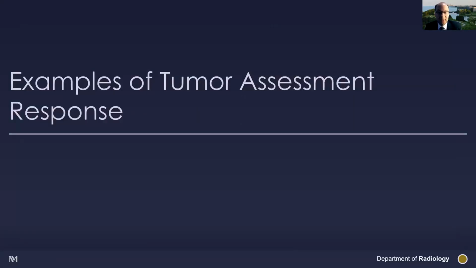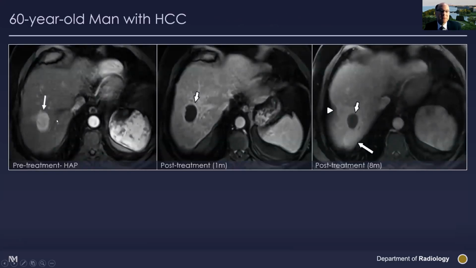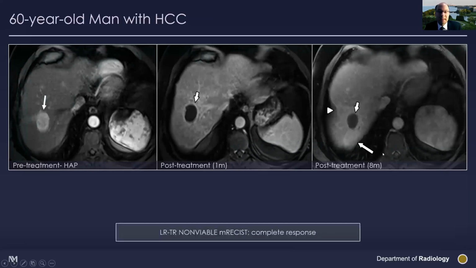Let's look at some examples of a tumor assessment response. Here's the first example. This one's obviously pretty easy to interpret. This one's arterially enhancing; after therapy at 1 month, it's completely necrotic. At 8 months, it's completely necrotic. There's some volume loss associated. That's normal. There's some enhancement around it. That's normal. Don't confuse that with infiltrative tumor. So this would be characterized as an LRTR non-viable or mRECIST complete response if you use those criteria.